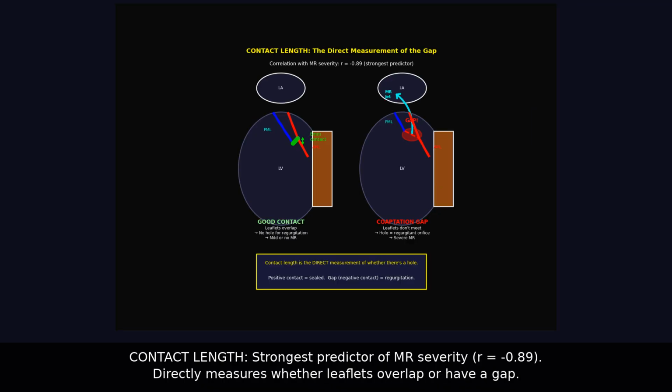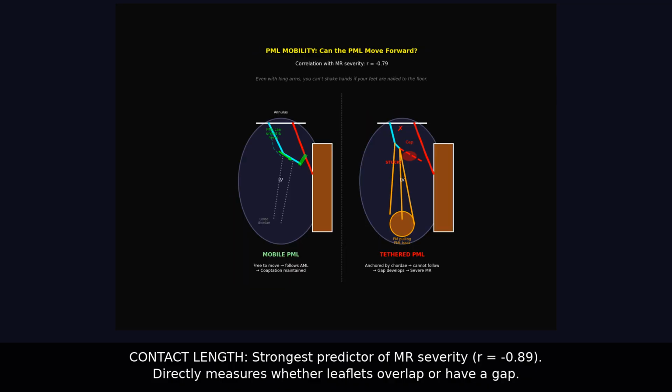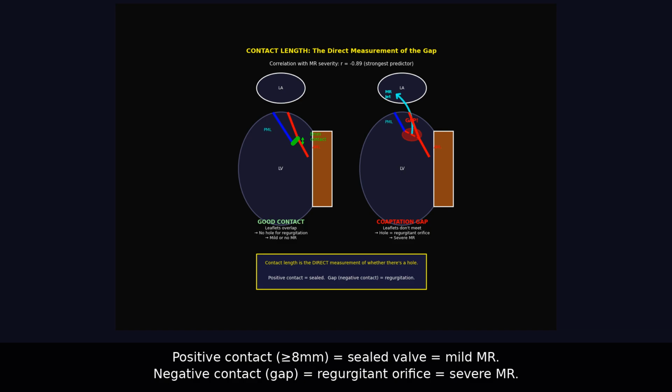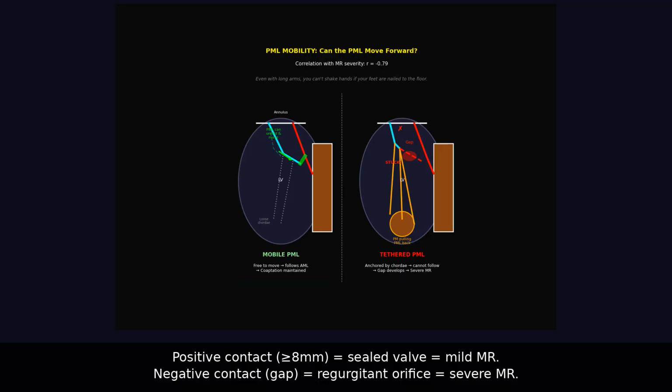Contact length is the strongest predictor of MR severity, with a correlation of -0.89. It directly measures whether the leaflets overlap or have a gap. Positive contact of 8 millimeters or more means a sealed valve. Negative contact, meaning a gap, creates a regurgitant orifice and severe regurgitation.